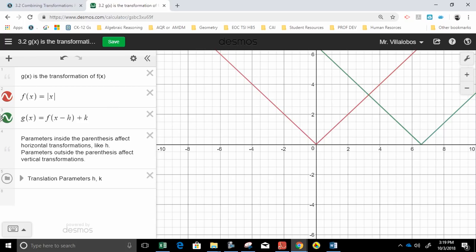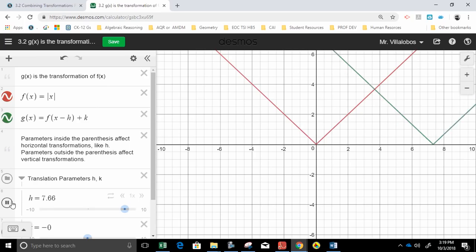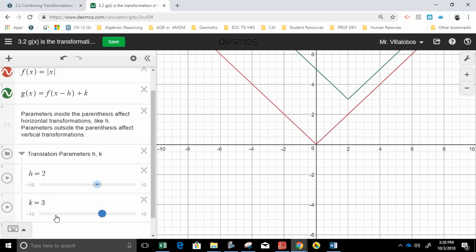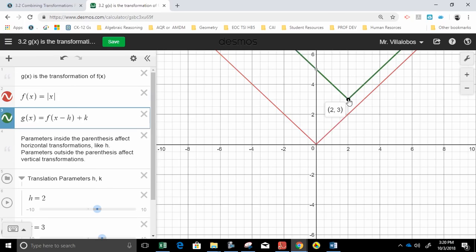Okay, so let's observe it. What I do when I forget is I observe it. So let's observe what's going on there. So what does h do? If I see f of x minus 3 plus k, for example, right now, this is at 2 for h and 3 for k. So the absolute value has been translated 2 units to the right and 3 units up. Right? Yes. So let's write that down.